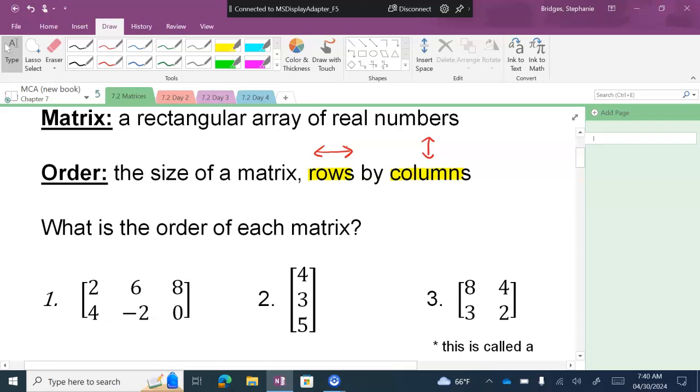So like I said, on the quiz some of the first few questions I'm going to ask you is what is the order of a matrix? That's its size. Rows by columns. Remember, rows go left to right, side to side. Columns are up and down. And each number, each entry in that matrix is called an element. Each individual number, the 2, the 6, the 8, those are called elements.